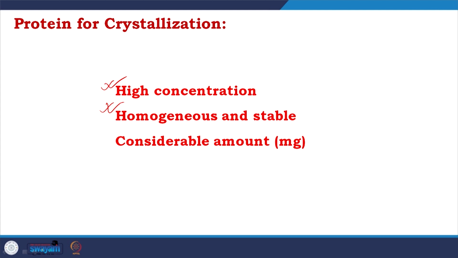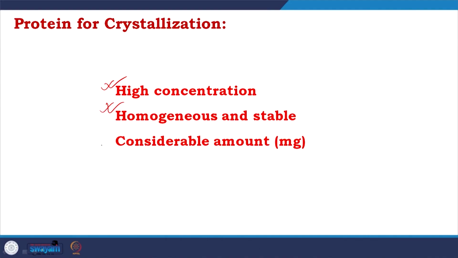You cannot have impurity. If you have impurity or a second protein present, your protein has much less chance of crystallization. And you need a considerable amount because you have to make a screening. At least we make 500 to 1000 screening conditions. So, you need a good amount of protein if you want to go for crystallization.